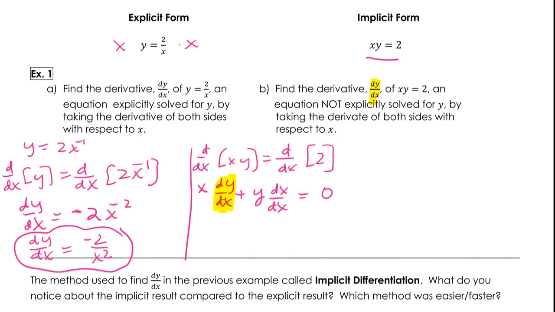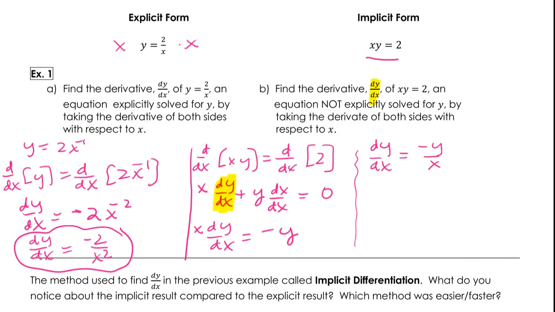So what I'm going to do is move this term to the other side, and you're going to get x dy dx equals negative y. And remember, we really didn't have to write this dx to begin with. That was just a 1, so I'm going to leave it like that. Going on, I'm going to divide both sides by x, so dy dx is now negative y over x.